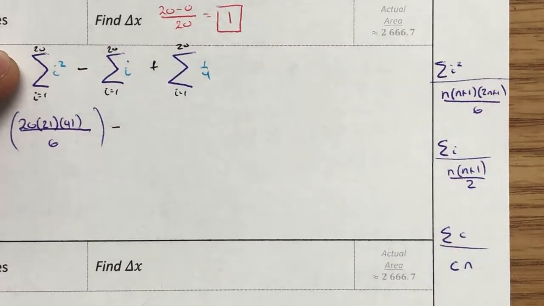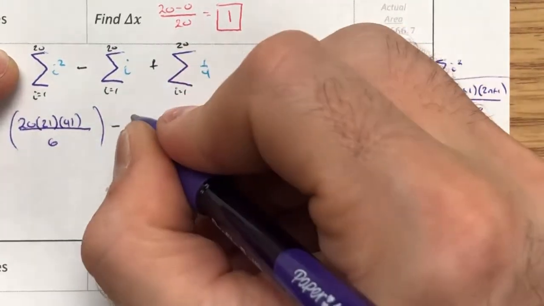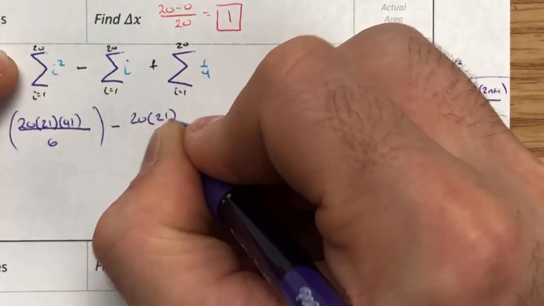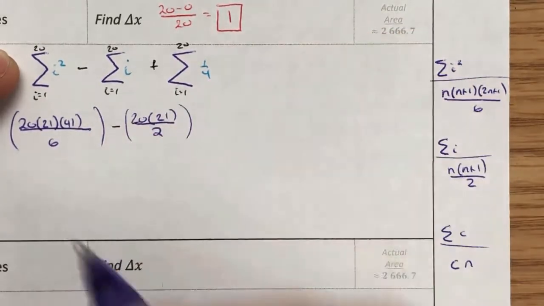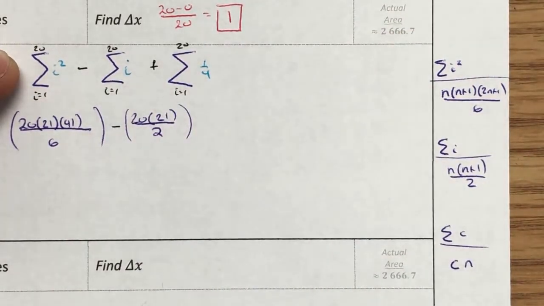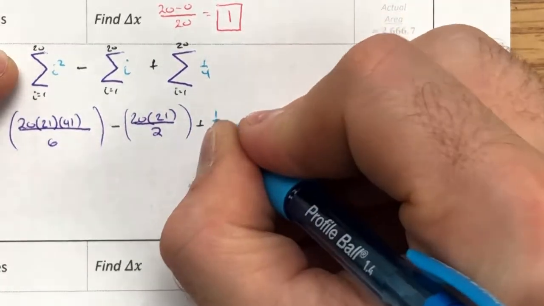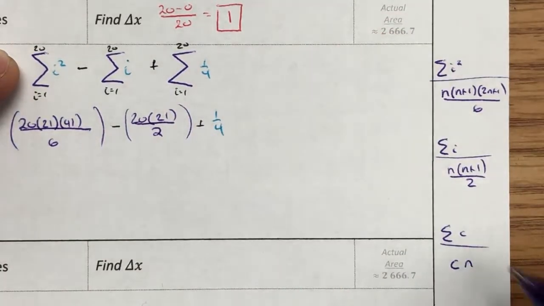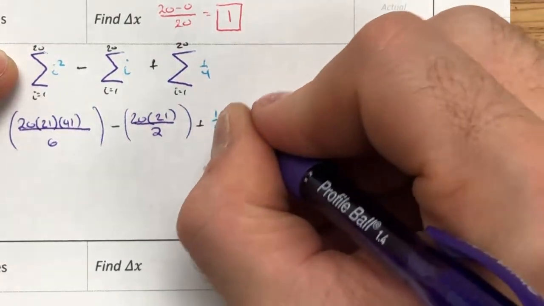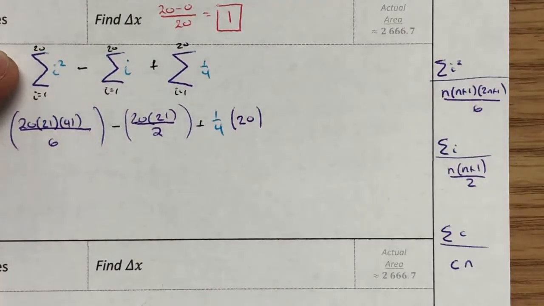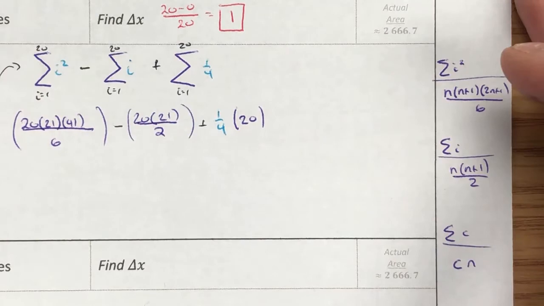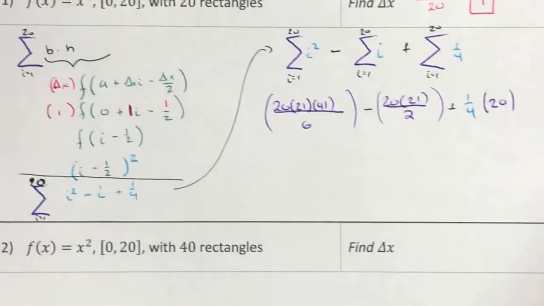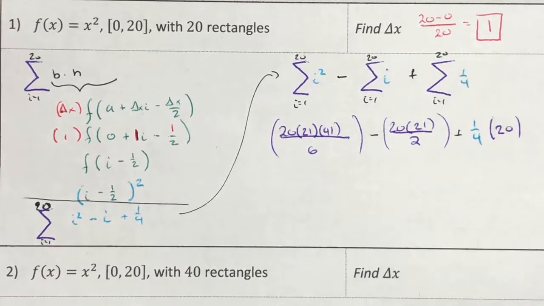Minus the summation of I. So 20 times 21 divided by 2. And we are going to add 1/4 of this. So this is just 1/4 times 20. Boom.